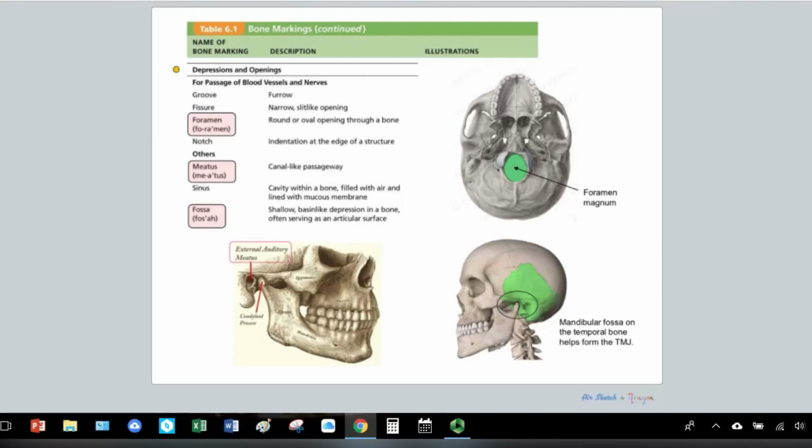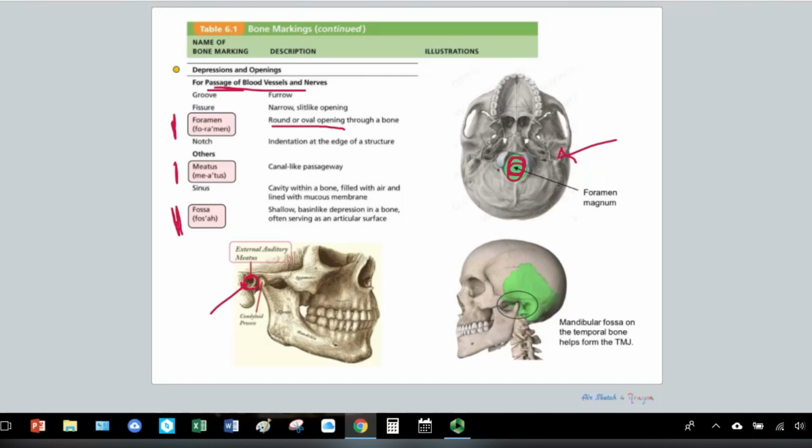These last ones are depressions and openings, and specifically for the passage of blood vessels and nerves. So foramen is a round or oval opening through a bone, and a large foramen is on the inferior side of the skull. We have the foramen magnum, and what's going to pass through there? The spinal cord's going to pass through there. A meatus is a canal-like passageway. This is your external auditory or acoustic meatus. That's your ear hole. And then we also have fossa.